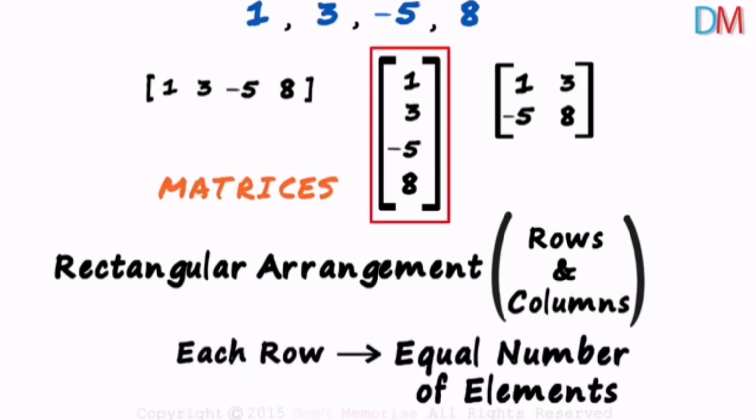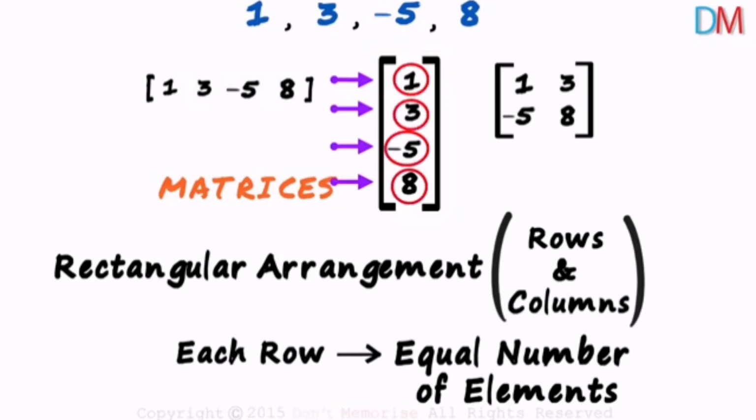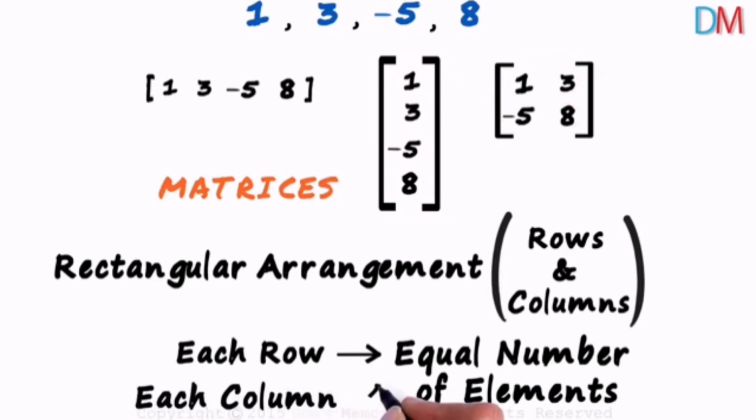For instance, in the second matrix, each row has 1 element, and in the third matrix, each row has 2 elements. And each column also needs to have an equal number of elements. In the first matrix, each column has 1 element. The second matrix has just 1 column, so it doesn't matter. And in the third one, each column has 2 elements. So a matrix is a rectangular arrangement of rows and columns in which each row has an equal number of elements and each column as well has an equal number of elements.